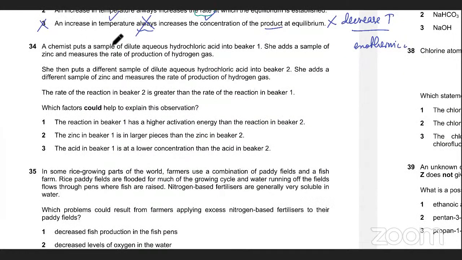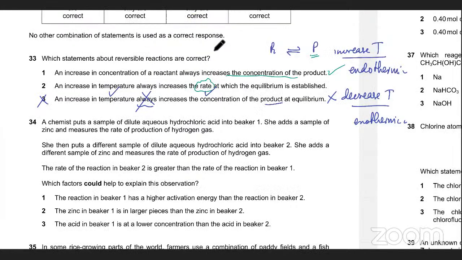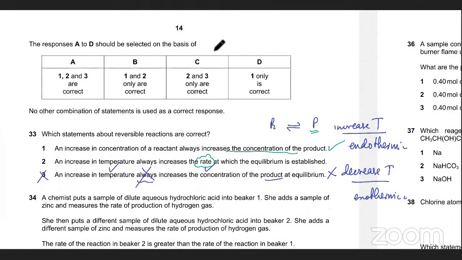So next one is a chemist puts a sample of dilute... Is this clear? Yes. I just wanted to ask about the second point here. It is saying the rate at which equilibrium is established. Doesn't it mean the time taken for equilibrium to be established? That depends on rate, right? Yeah. So you were saying the same thing basically, that it will take less time when temperature increases. Yeah. Okay.